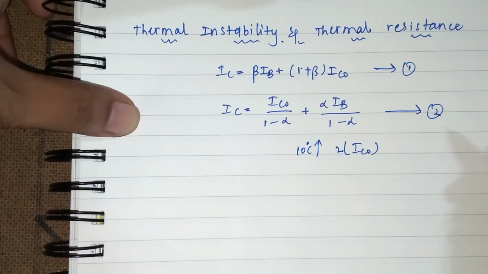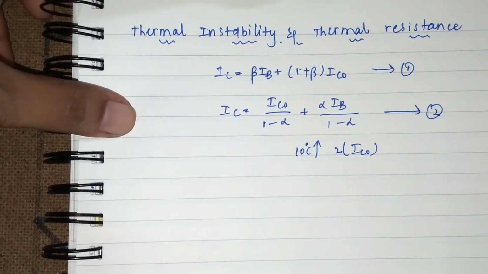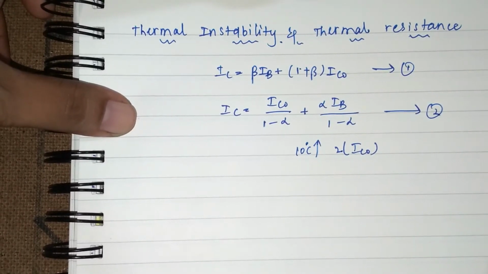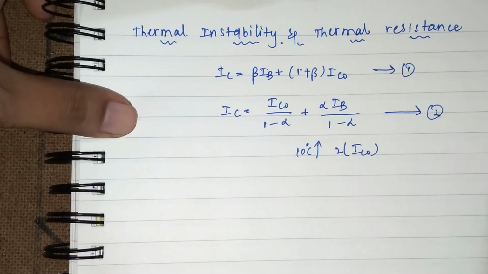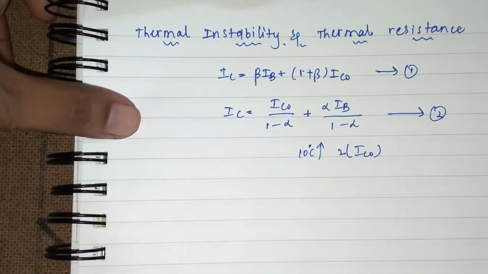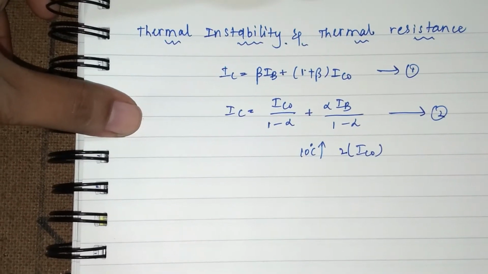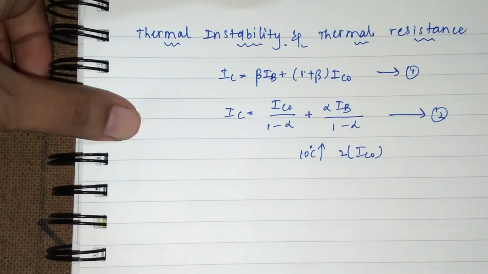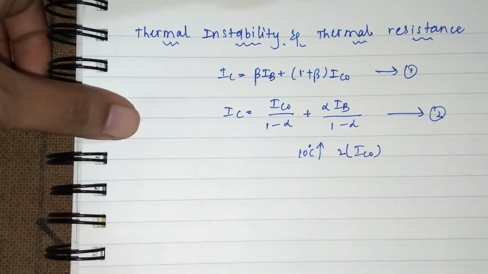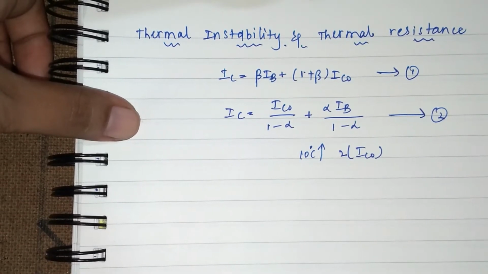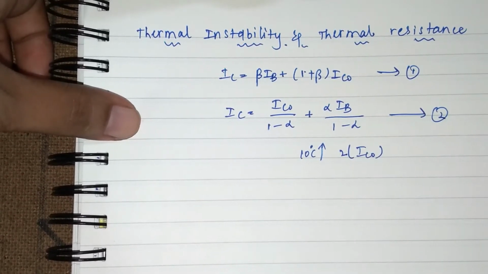The collector current causes the collector junction temperature to rise. Hence, ICO increases and IC also increases, which in turn increases the temperature. So the transistor output characteristics shift upwards because IC increases, and the operating point changes. In certain cases, even if the operating point is fixed in the middle of the active region, because of the change in temperature, the operating point is shifted to the saturation region.